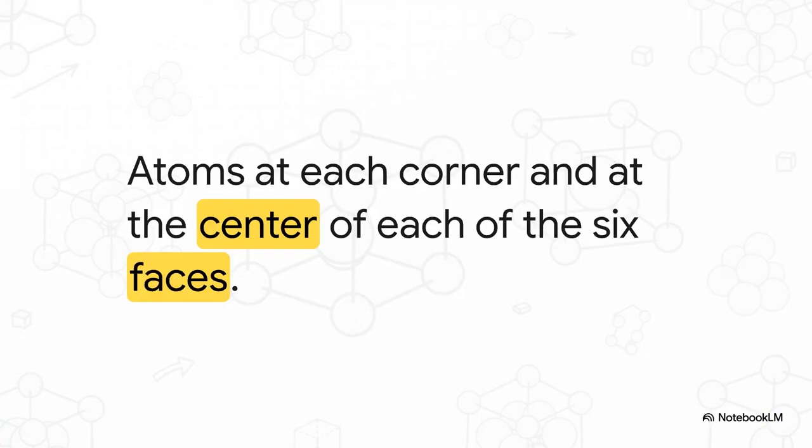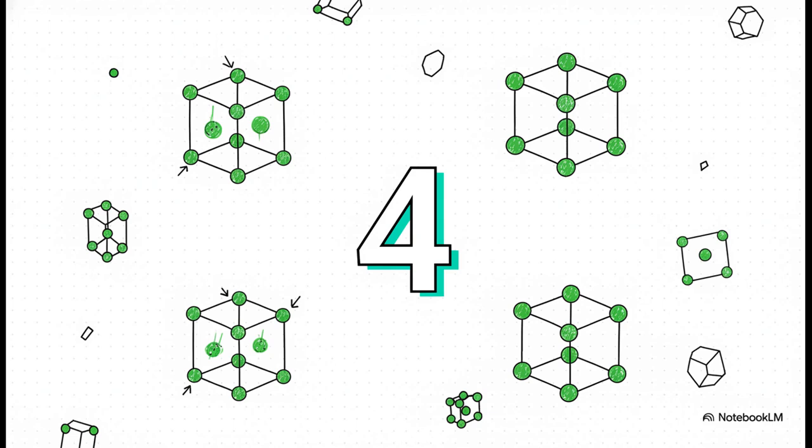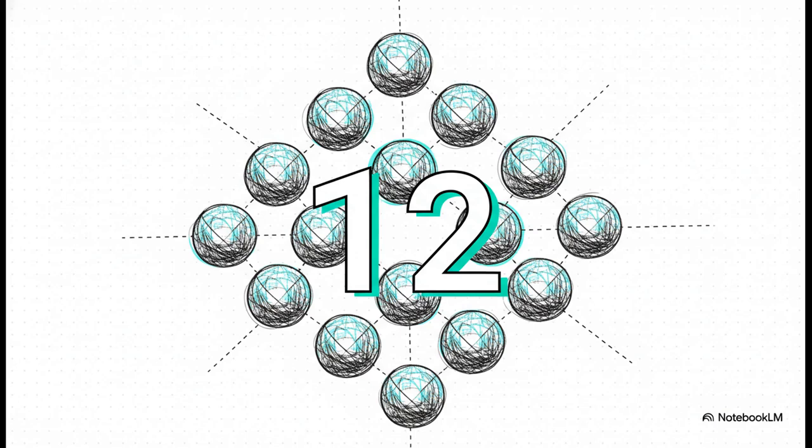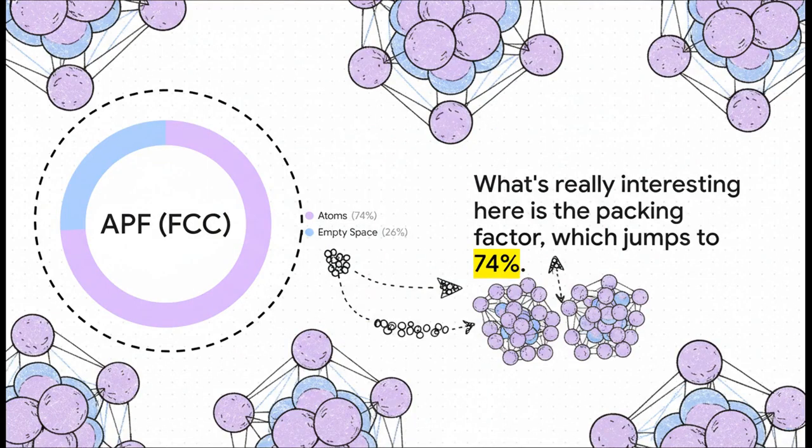All right, next is face-centered cubic, which has a whole different strategy for getting dense. Instead of one in the middle, we add atoms to each face. That gives us 4 per cell. And check this out. This super dense layout gives each atom a whopping 12 neighbors. So what's the payoff? Our packing factor skyrockets to a seriously impressive 74%.